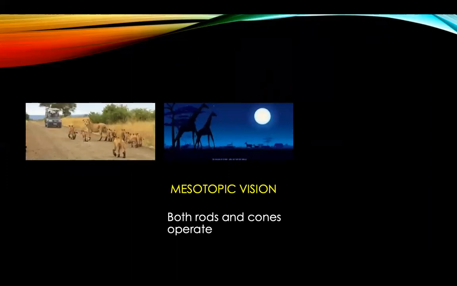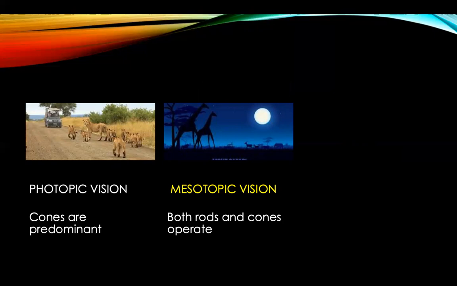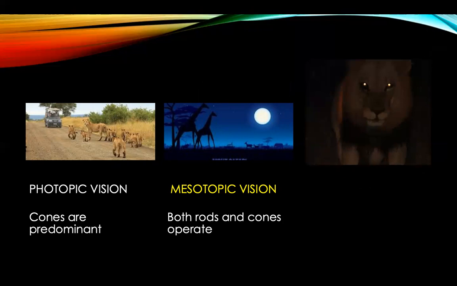So the cones are responsible for vision in light, that is photopic vision. They are responsible for color vision, and the rods are responsible for vision in the dark, that is scotopic vision. And when there is both light and dark, there is mesotopic vision. Both rods and cones are active.